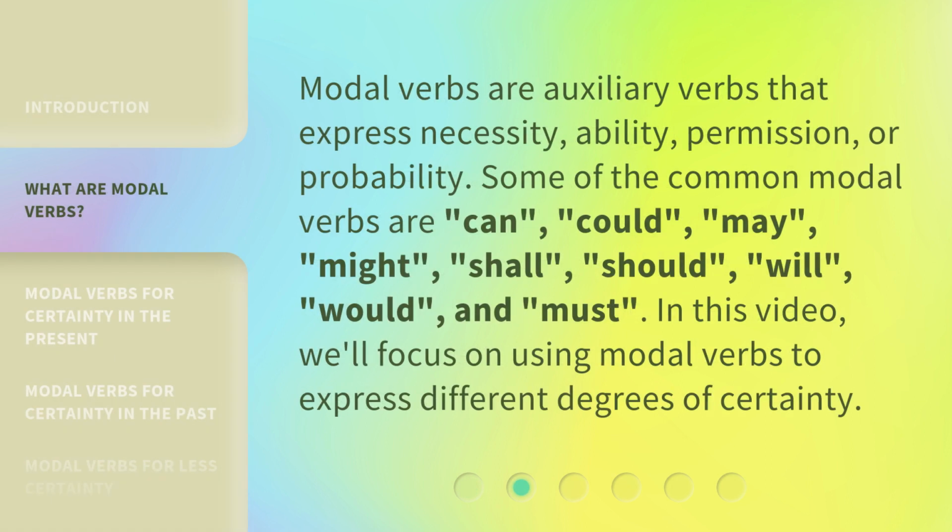Modal verbs are auxiliary verbs that express necessity, ability, permission, or probability. Some of the common modal verbs are can, could, may, might, shall, should, will, would, and must. In this video, we'll focus on using modal verbs to express different degrees of certainty.